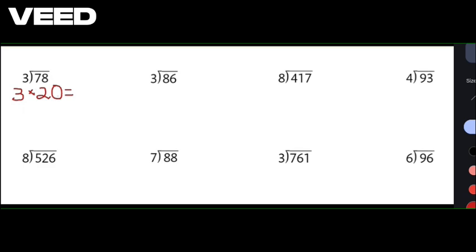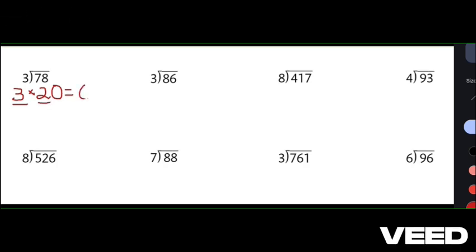Okay, student 1 should have seen that 3 times 2 is 6, and since there's a 0 at the end of the 20, we can add a 0 at the end of our 6. So 3 times 20 is 60. Now, how does this help us, class? Well, 60 gets us very close to 78.